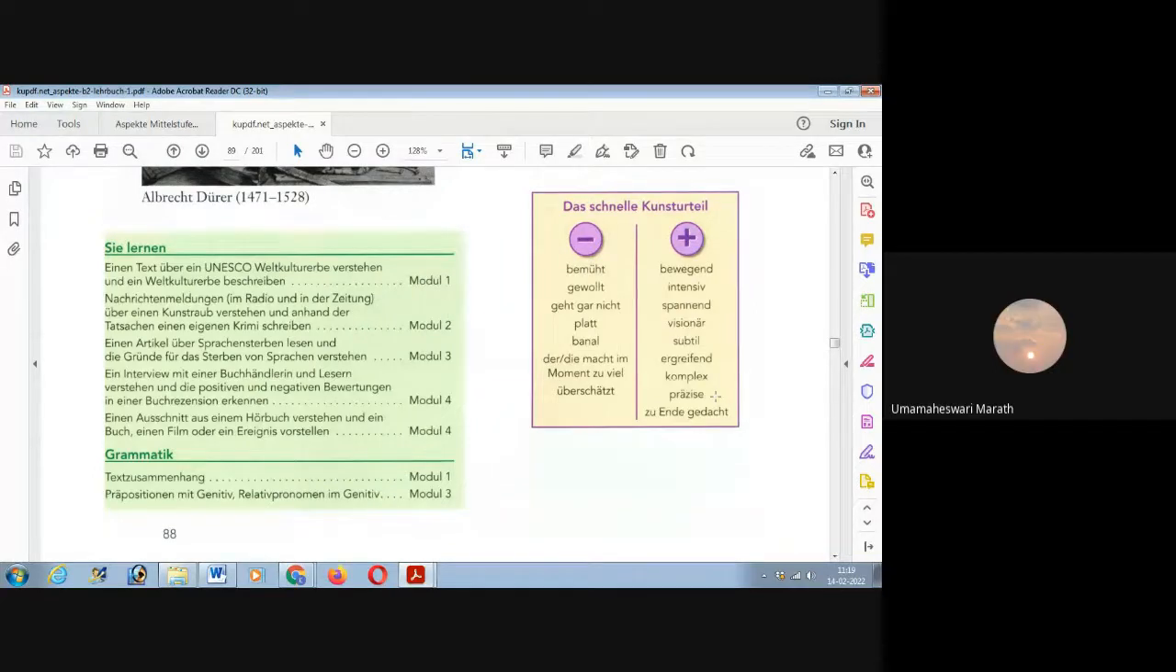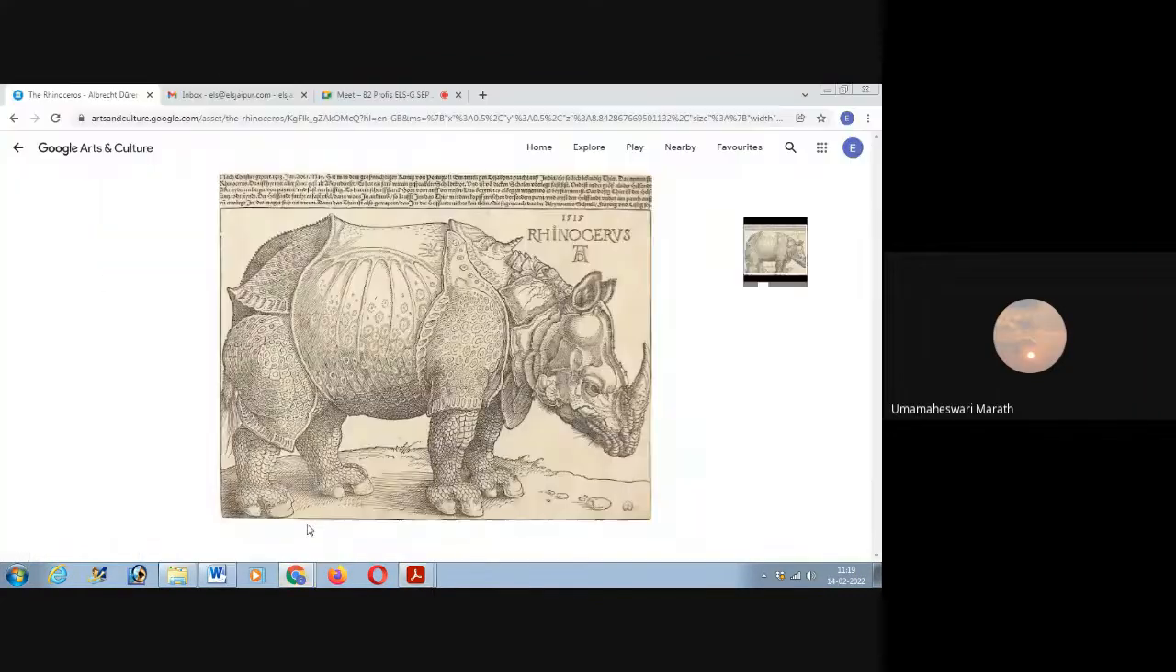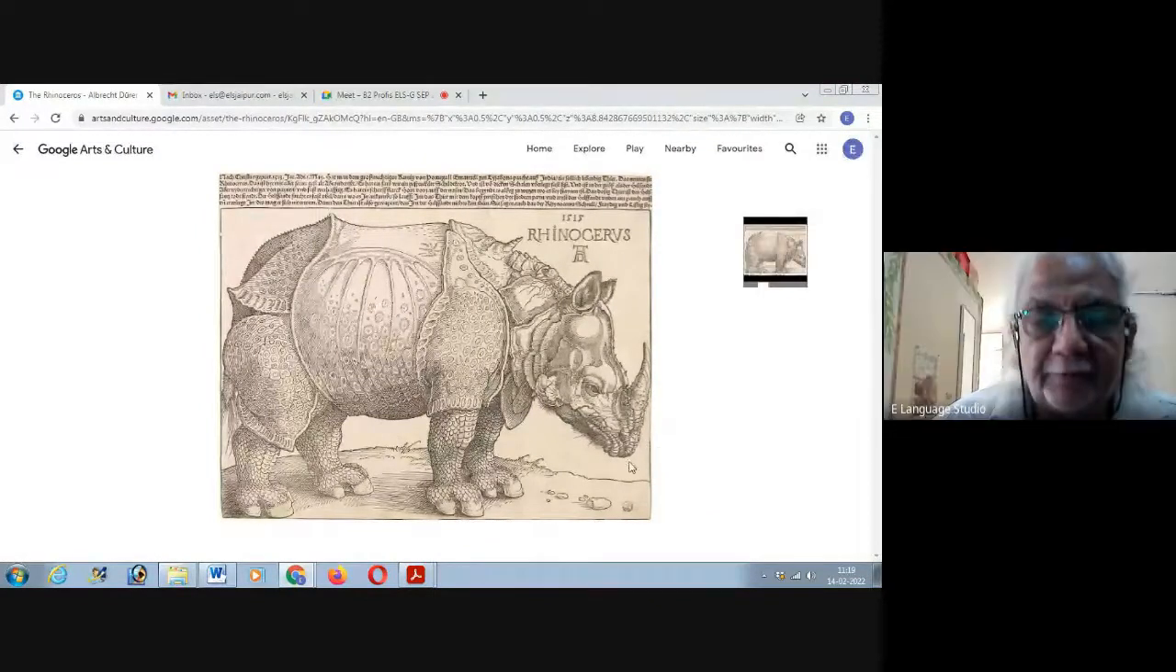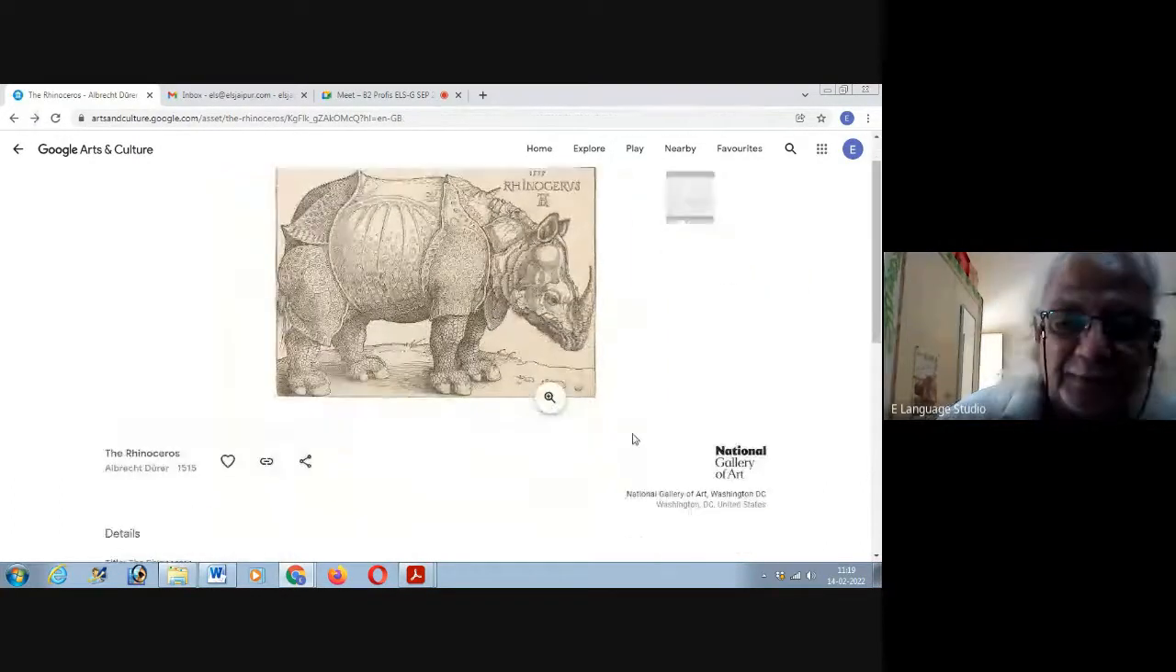So complex is sharp. It depends on the picture. Would you say this is complex? When I say complex, does it mean negative, sir? No, I see it's intense. Positive here. Okay.